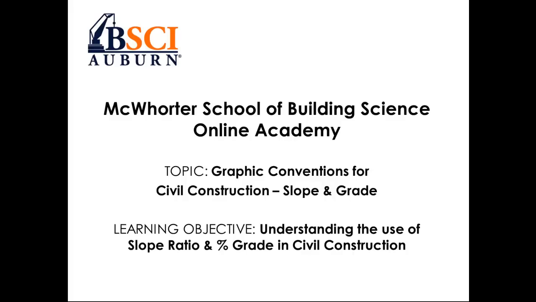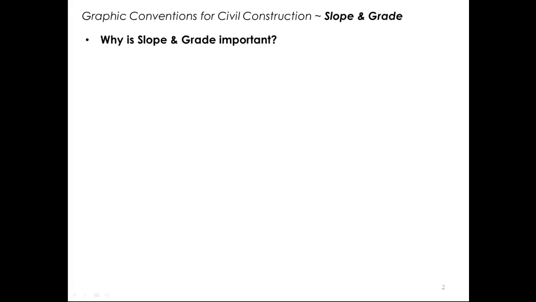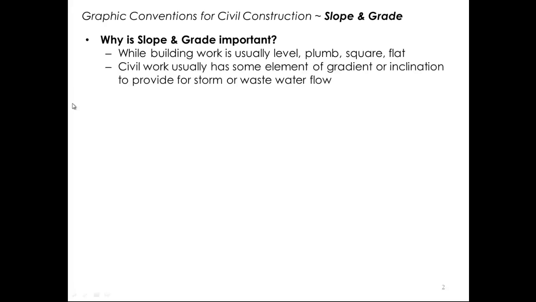In this video, we will learn how slope ratio and percent grade conventions are used in civil construction work. So maybe your question is, why is this topic important? Think about this. When we build buildings, it's all about building the building straight, level, plumb, flat, square. You get the idea. But with civil construction, we usually have to build our work with some amount of inclination.